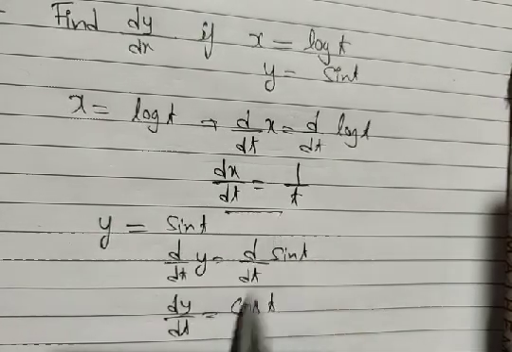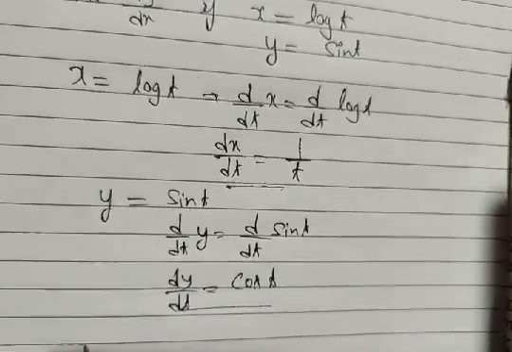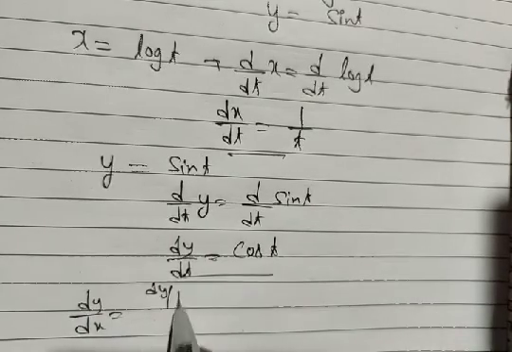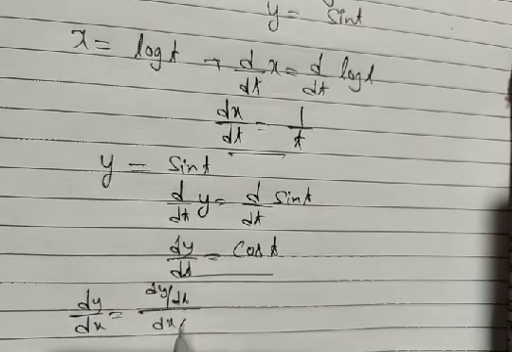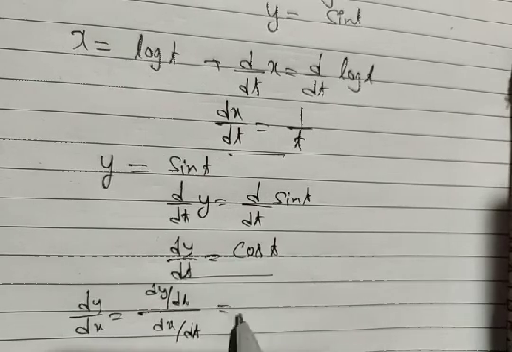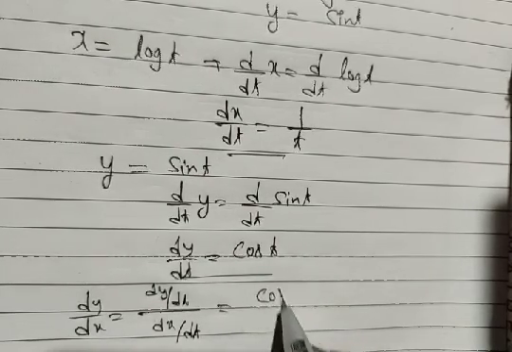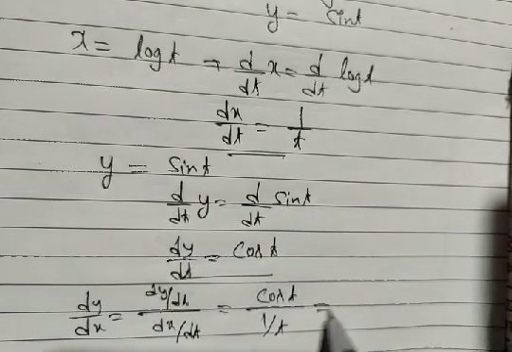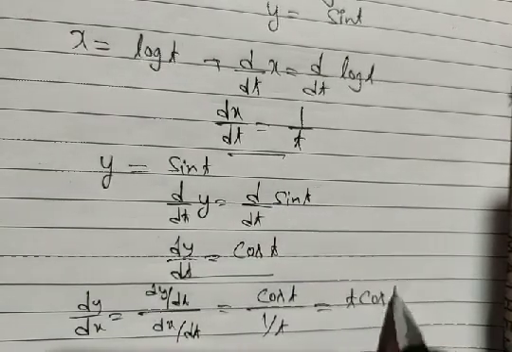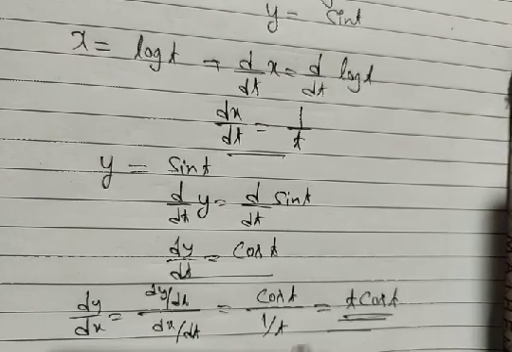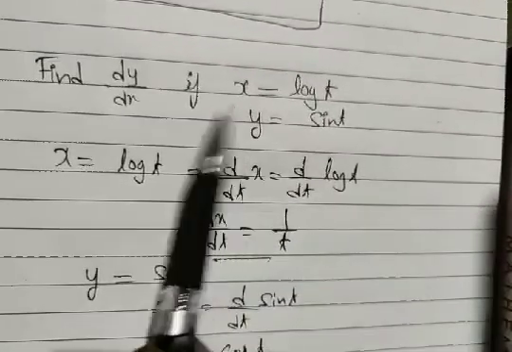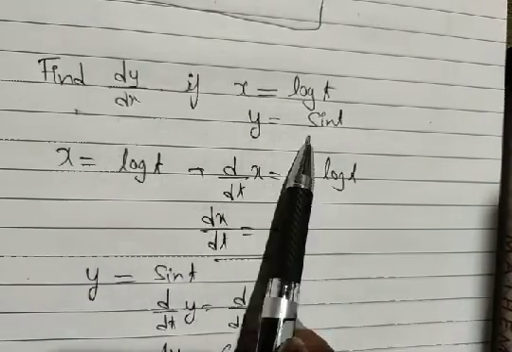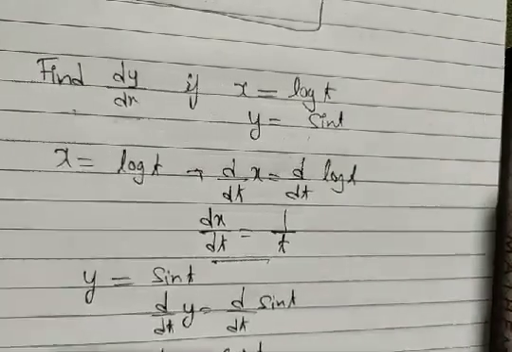Now we have dx dt and we have dy dt. To get dy dx, dy dt is divided by dx dt. Our dy dt is cos t. Our dx dt is 1 by t. After solving, we get t cos t. This is our derivative of the parametric form. We found the derivative dy dx when x is log t and y is sin t.